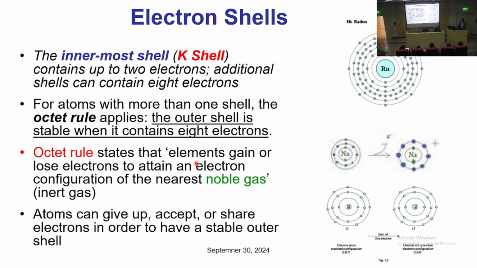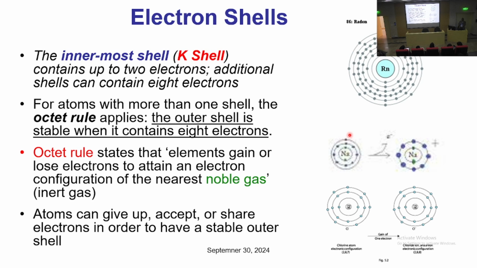So for example, to show how different atoms reach stability, one example is sodium. Sodium has an atomic number of 11. So in the first shell it has 2 electrons, in the second shell it has 8 electrons, and in the third it has only 1 electron.